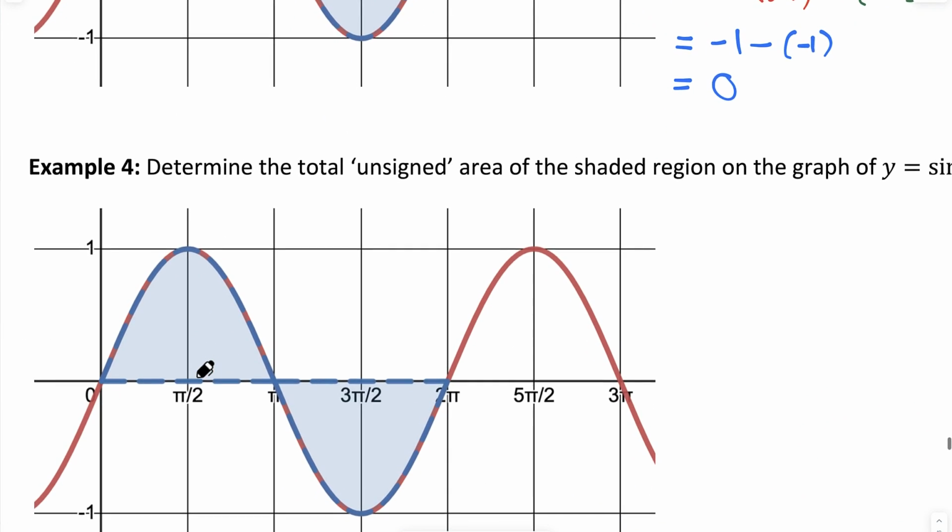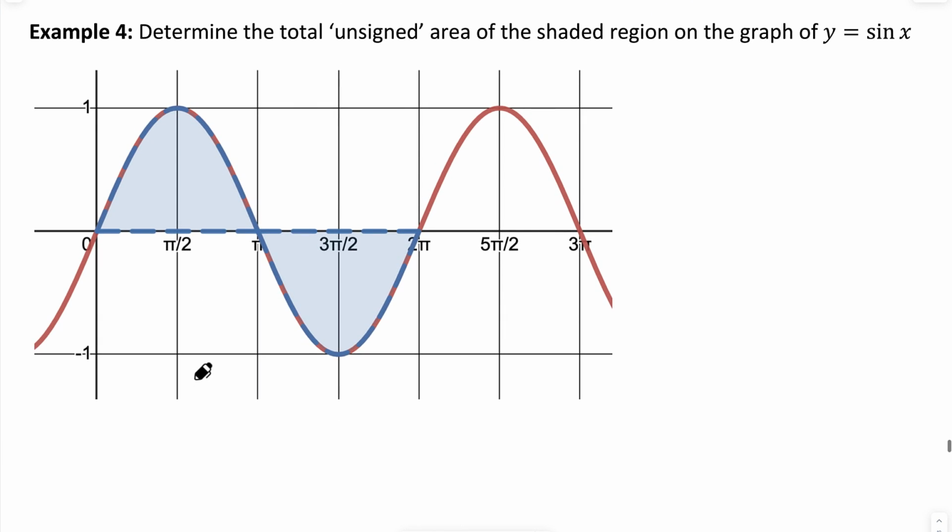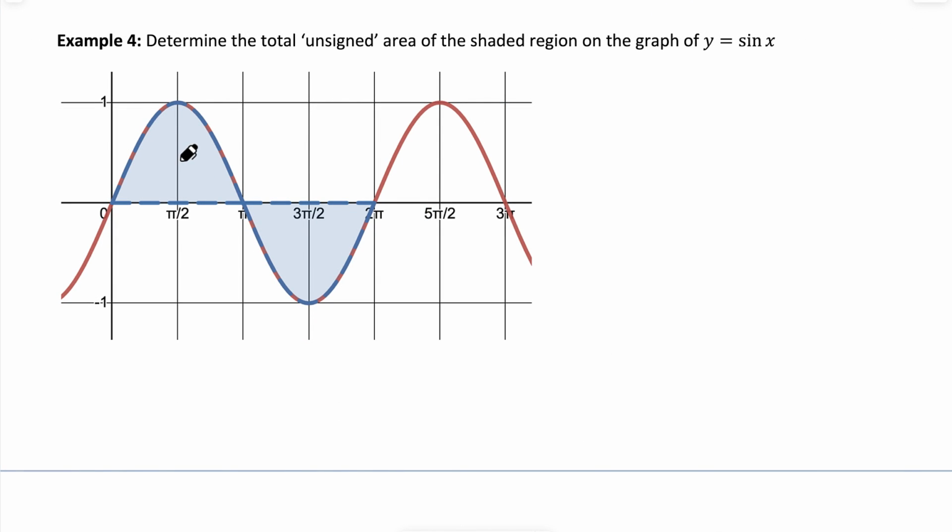But example 4, what if we want the total unsigned area of the shaded region? I noticed the shaded region, part of it is above the x-axis, I'll get a positive area, and part of it is below the x-axis, I'm going to get a negative area. I don't want to interpret any of the areas in this question as negative. I want to find the absolute value of this area and add it to the absolute value of this area. So how can I find the absolute value of all of the areas on this interval?